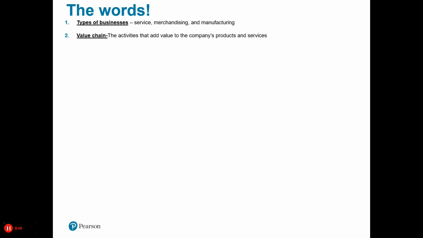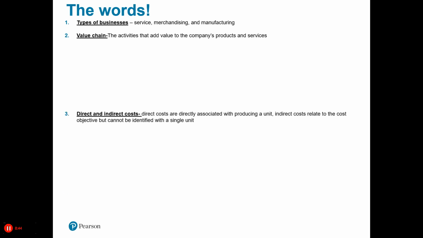Now, let's go back and go over these. You might even want to print out this page. You need to remember the words. The types of business: service, merchandising, manufacturing. We focus on manufacturing. The value chain: the activities that add value to a company's products and services.